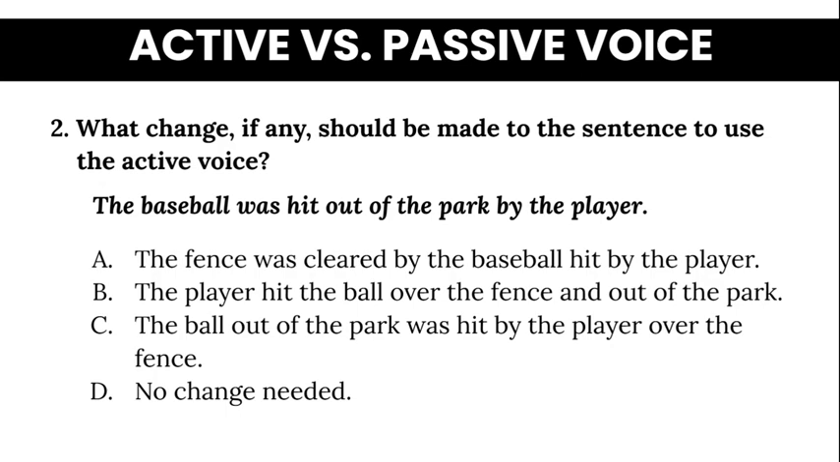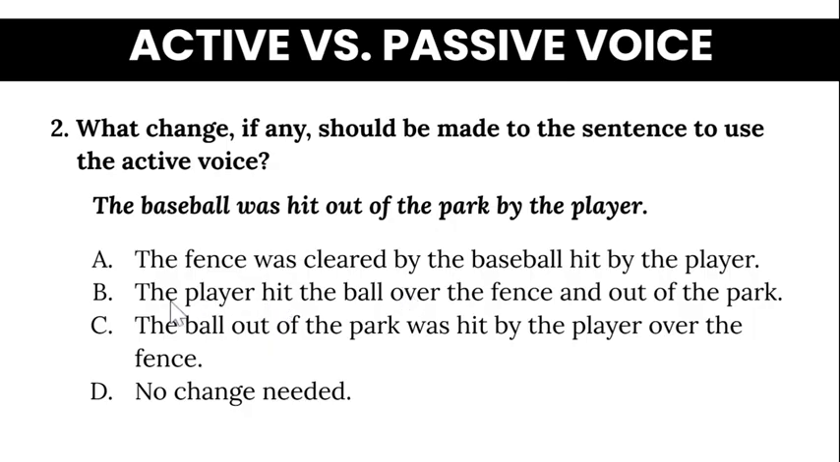Here's another example. The baseball was hit out of the park by the player. Again, the baseball is receiving the action of being hit. It is not hitting itself. So we need to change the word order of the sentence. Who or what in this sentence is hitting? So if you ask yourself that question, who or what is doing the action? It's actually the player that's hitting something. So I need to find the answer choice that puts the player beside the verb hit. The player hit the ball over the fence.